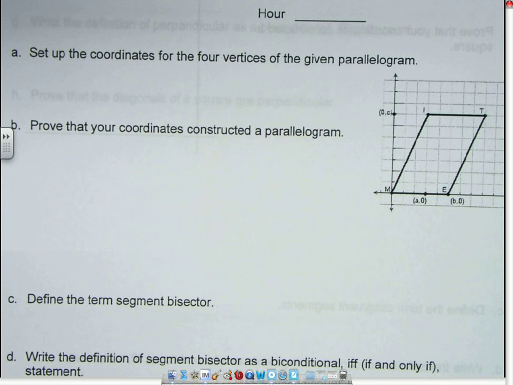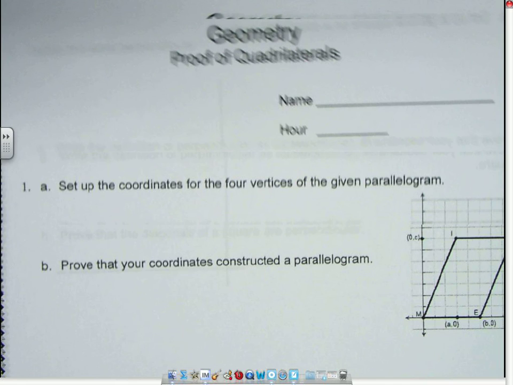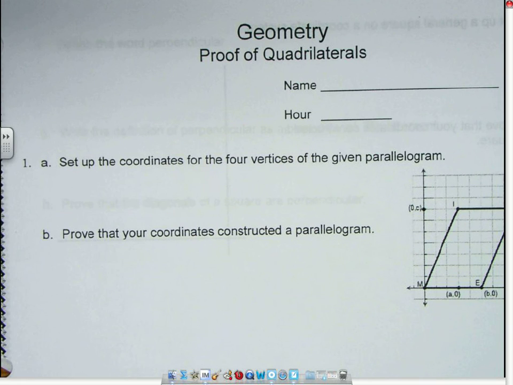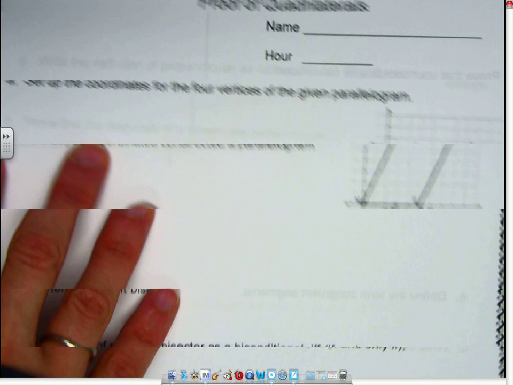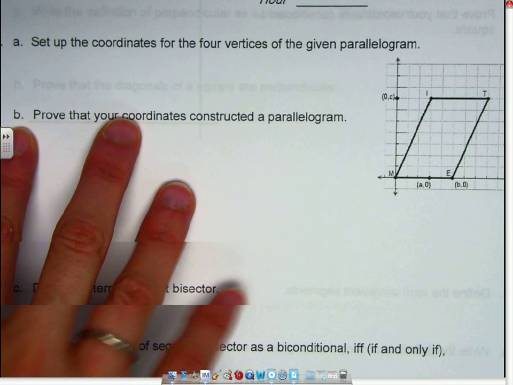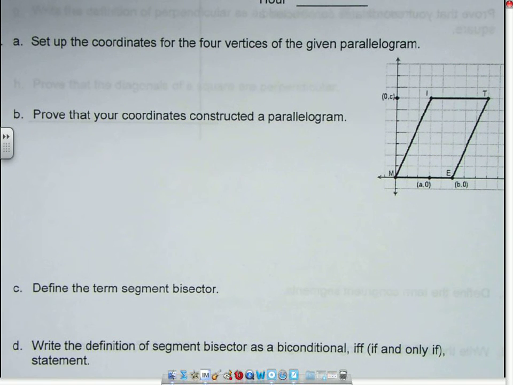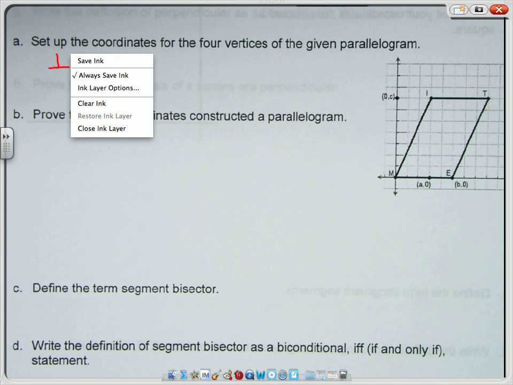All right, ladies and gentlemen, we're looking at proofs of quadrilaterals. This is being recorded, by the way. Proofs of quadrilaterals are going to be a little bit different than the properties of quadrilaterals because we don't have any numbers here. We're going to have letters. So we're going to figure out what point I is at.